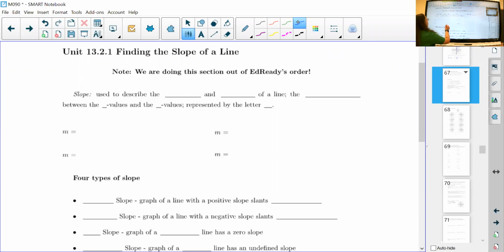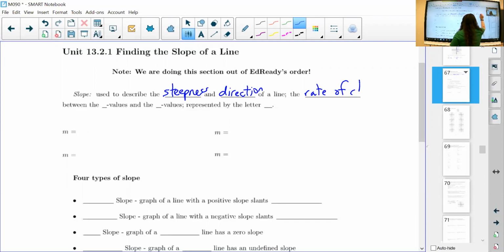Well, it's used to describe the steepness and direction of a line. It is the rate of change between the y values and the x values. Notice I did not put those in alphabetical order. There's a reason for that. I'm comparing the y values to the x values. And it's represented by the letter m.